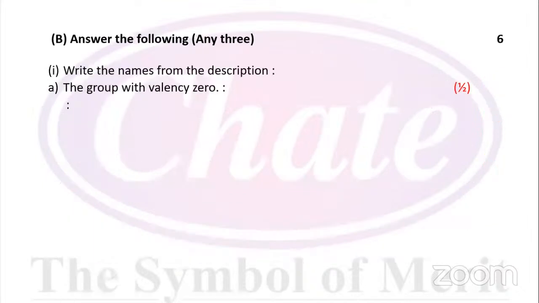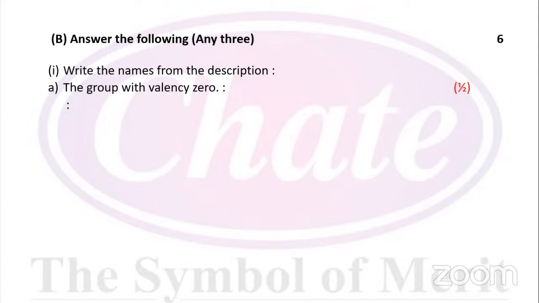Okay, now moving on to the next question. That is question 2B. It has 5 questions, but out of those 5 questions, you have to attempt just 3 questions. And the marks for those 3 questions is 6. That means each question carries 2 marks.